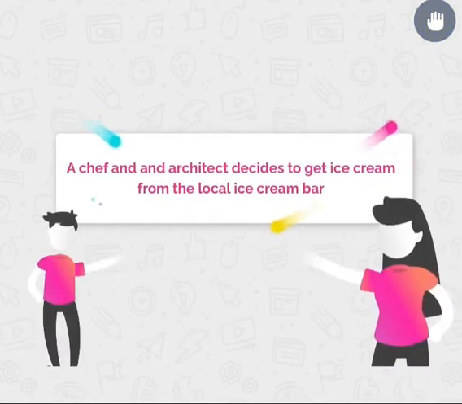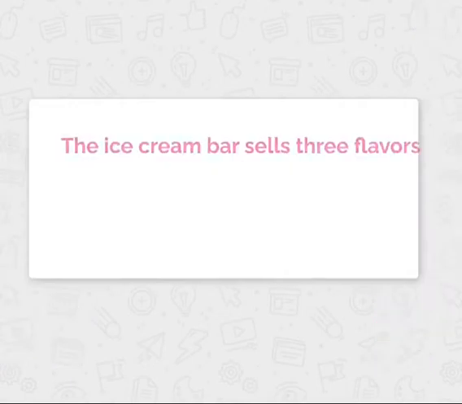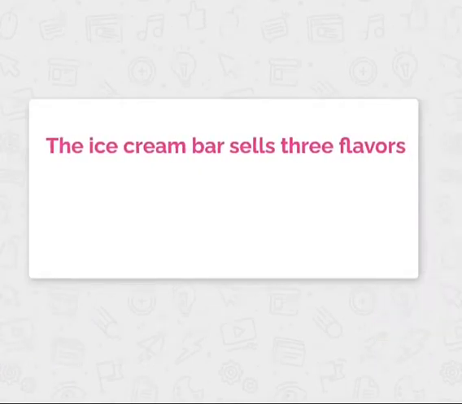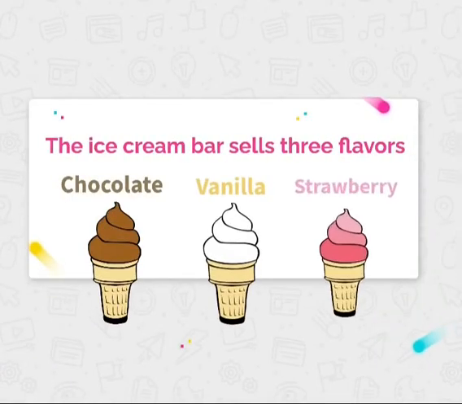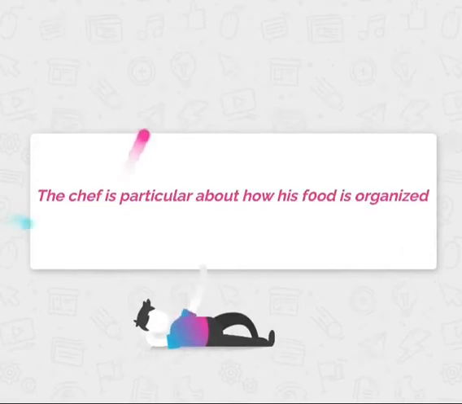A chef and an architect decide to grab ice cream at the local ice cream bar. The ice cream bar sells 3 different flavors of ice cream: chocolate, vanilla, and strawberry. The chef is very particular about how his food is organized. He knows he wants 3 scoops of ice cream, but he's worried about how he's going to arrange the scoops.